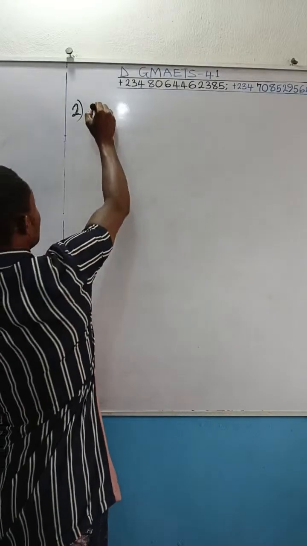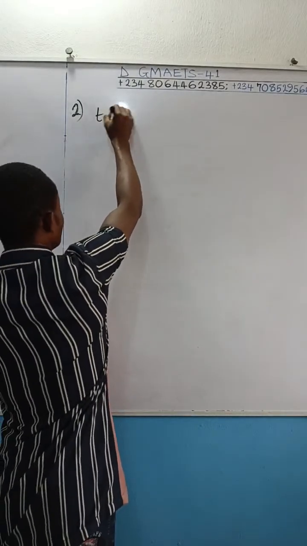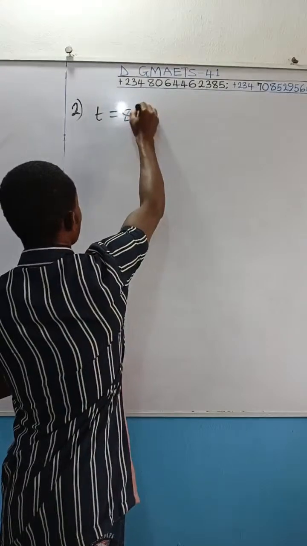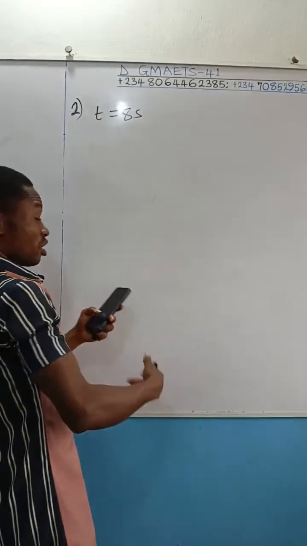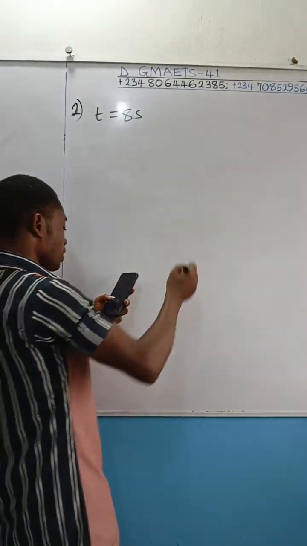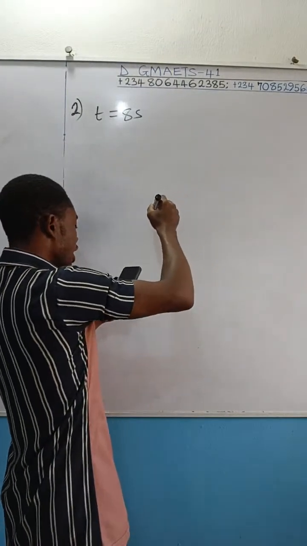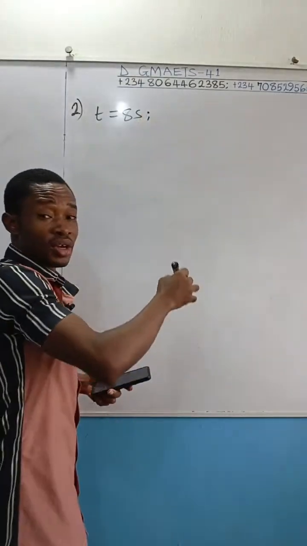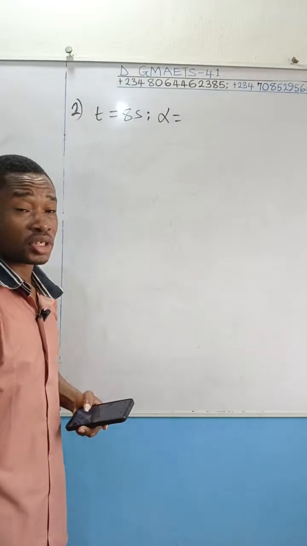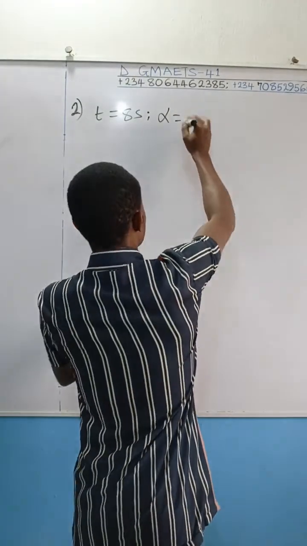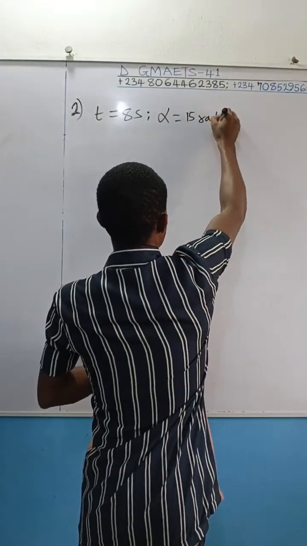The disk is rotated for 8 seconds, or it's rotating for 8 seconds as the question presented it. It has a constant angular acceleration. Angular acceleration, we use alpha for it in rotational dynamics. This question is on rotational dynamics. And then this is 15 rad per square second.